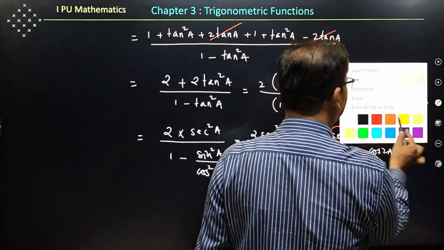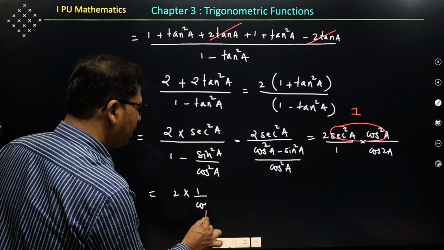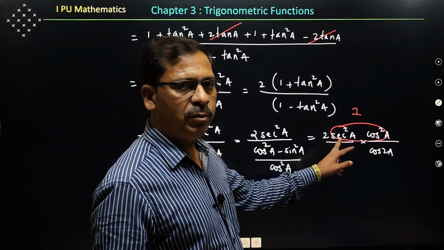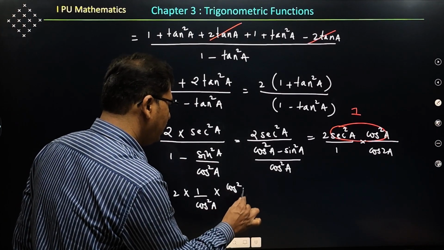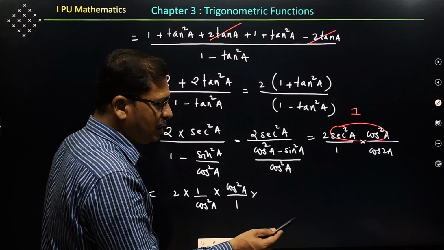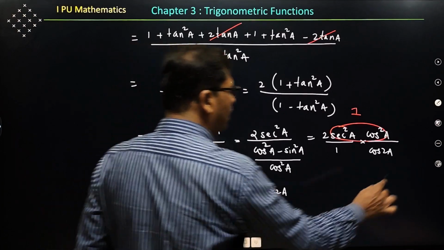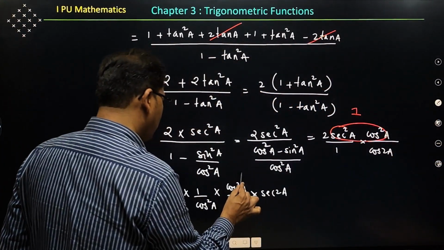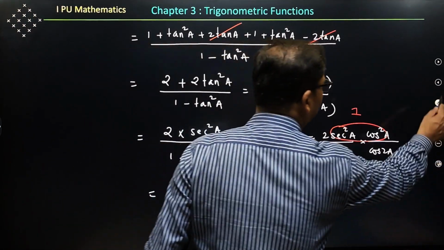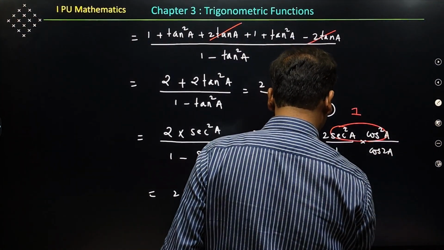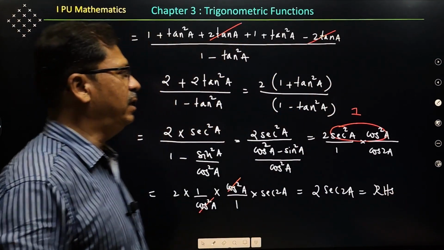And otherwise, one step you can do like this. Write 2 as it is, sec square a can be written as 1 by cos square a, into cos square a as it is, divided by cos 2a. 1 upon cos 2a, take it to the numerator, that becomes sec 2a. Now it is time to eliminate cos square a and cos square a, that is how they become 1. 2 sec 2a, that is what we need. This is equal to 2 into sec 2a, and this is the required right hand side.